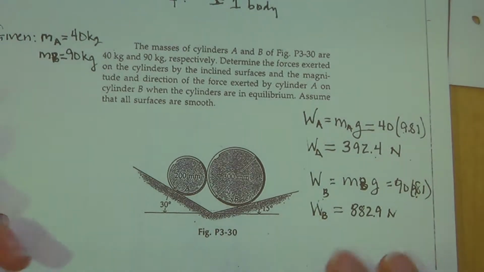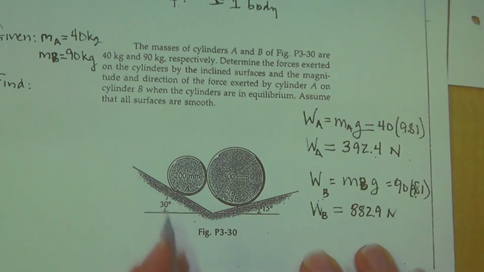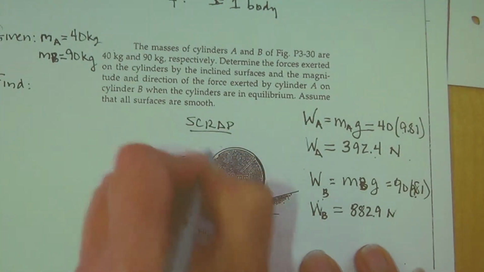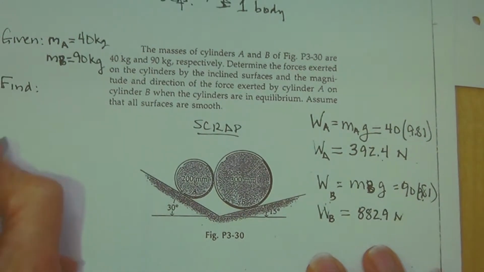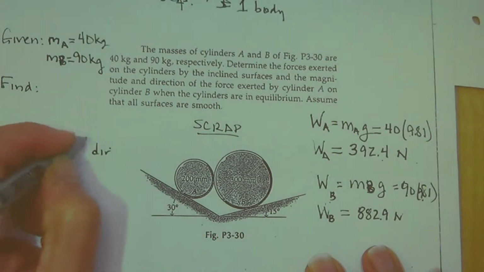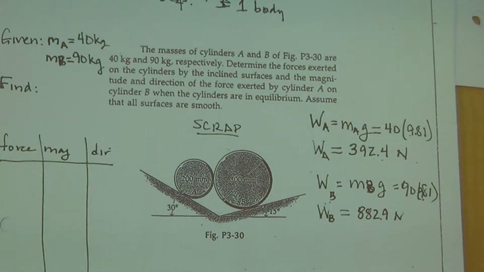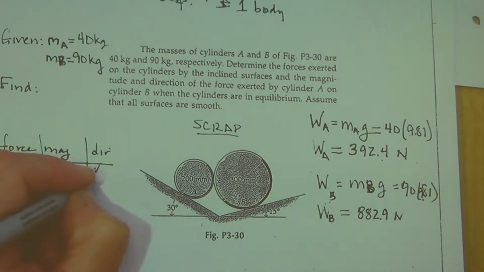Okay, Chelsea, I'm gonna put find here. But what I'm gonna do is, I'm gonna start using my scrap right here to find all the forces rather than writing them first. And I'm gonna make the table at the same time. So Chelsea, you wanna give us some forces that are present here? Okay, the two weights, right? Weight A, weight B. And we know the magnitude and we know the directions.